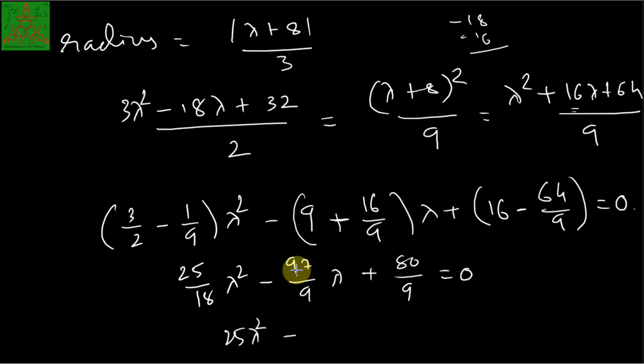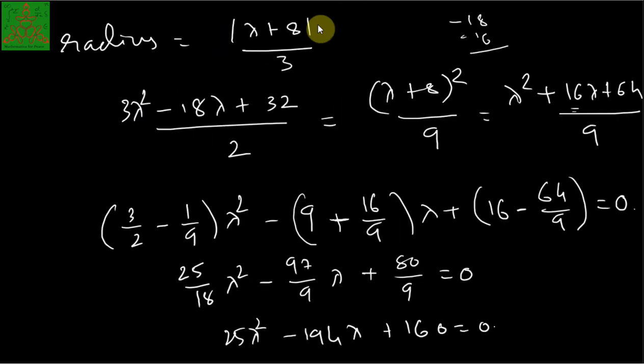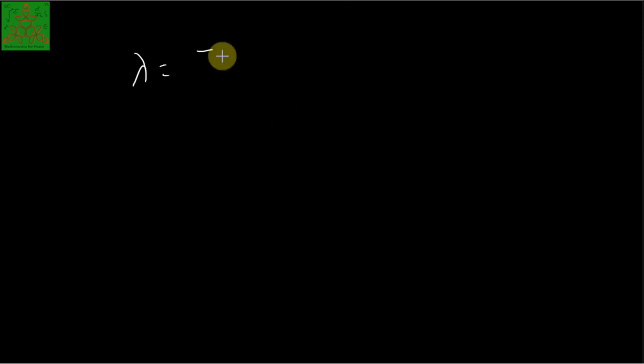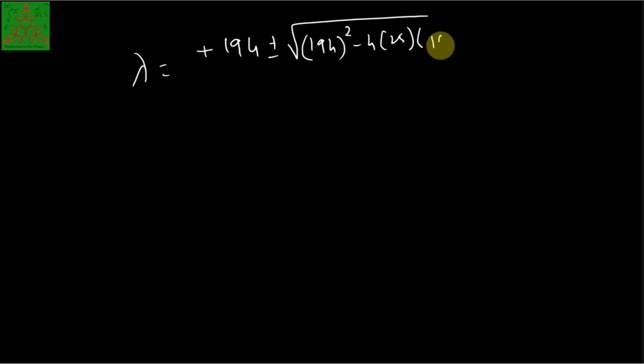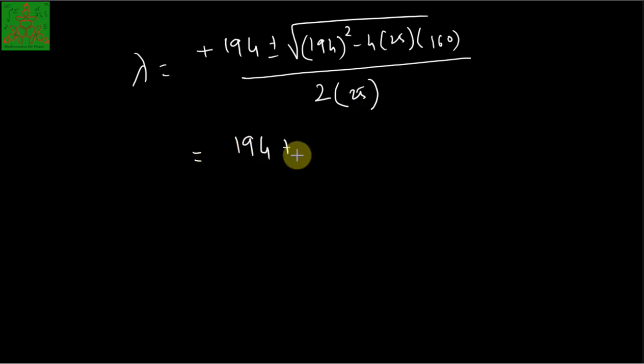So that will give you 18 plus 1 is 19, 194 lambda plus 160 equal to 0. This will give you two values of lambda. Value of lambda is minus b, that is 194, plus or minus square root of 194 square minus 4 into 25 into 160, upon 2 into 25.